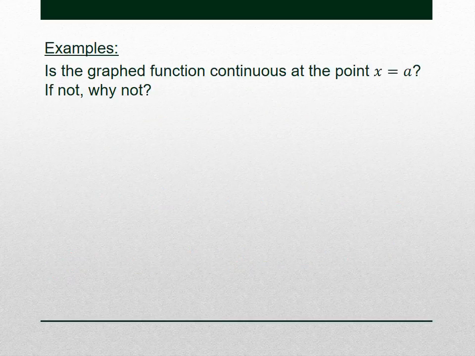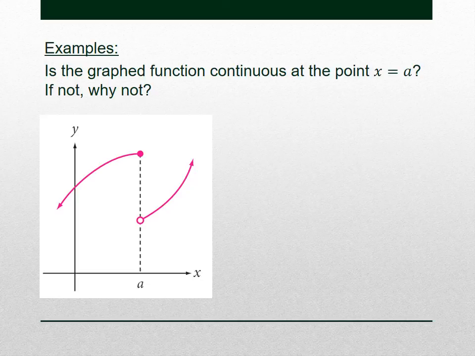Okay, now let's look at graphs of functions, right? So I'm going to say, is the function that is graphed continuous at x equals a? So is this function continuous at x equals a? No. If not, why not? So here I want to reference the definition of continuity. So for this guy, if I look at the limit from the left and the limit from the right, those are not the same. So this limit does not exist as x approaches a. So it's not continuous because the limit does not exist.